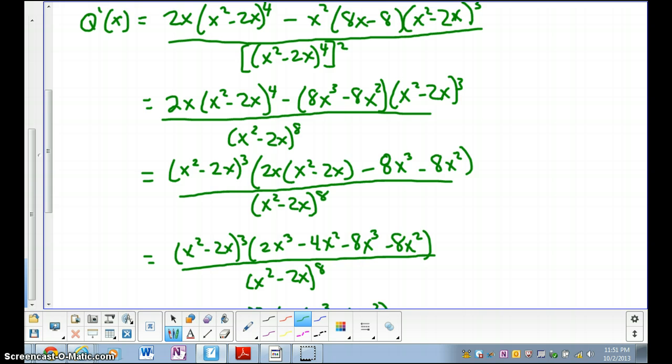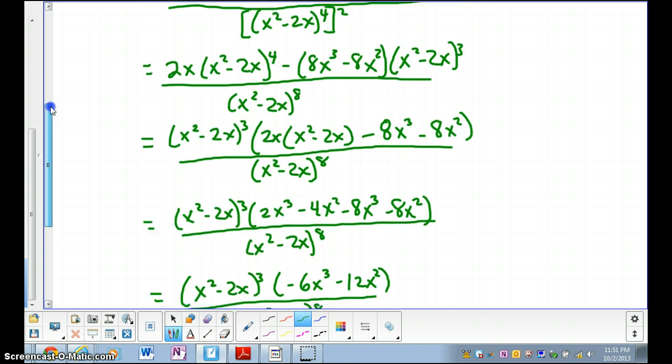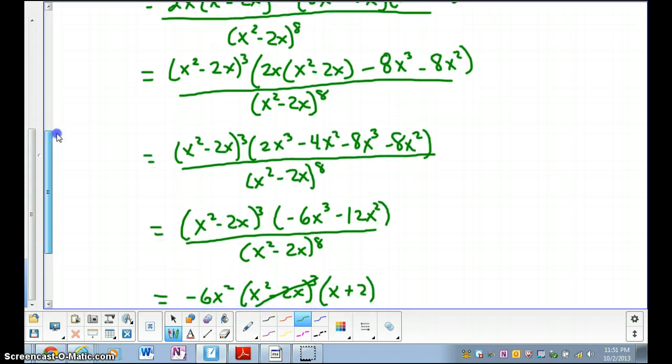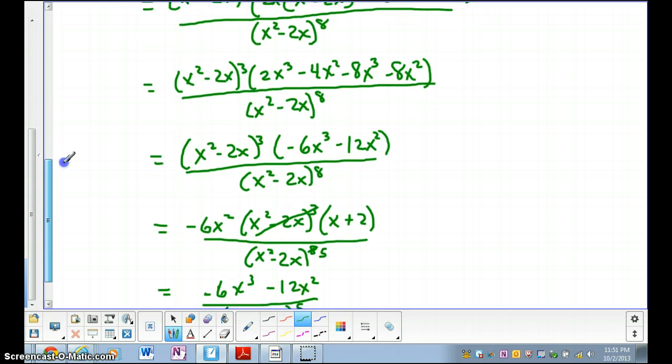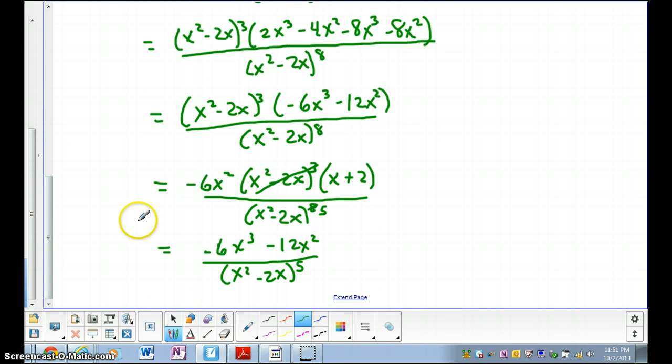Okay, so you should have continued simplifying and gotten down to your final answer for the derivative of q for our number 2 problem, which is negative 6x cubed minus 12x squared divided by our x squared minus 2x, all to the 5th power.